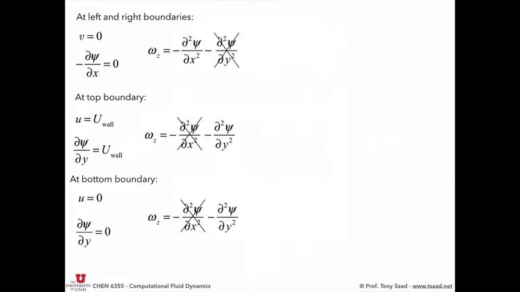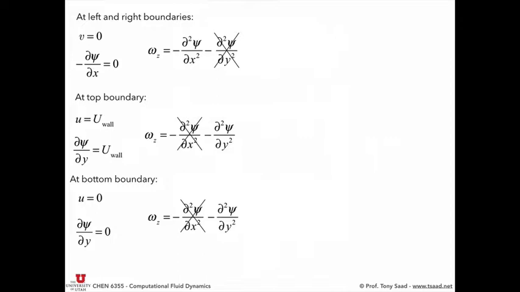At the top boundary, we know that ∂ψ/∂x was 0. ψ was constant, so therefore ∂²ψ/∂x² is 0. But ∂²ψ/∂y² is not 0. We still haven't closed the loop yet.